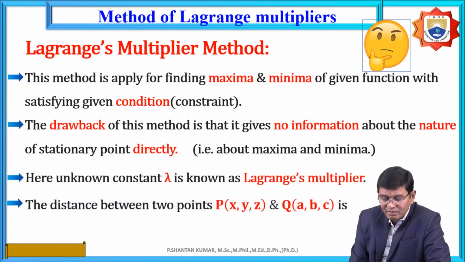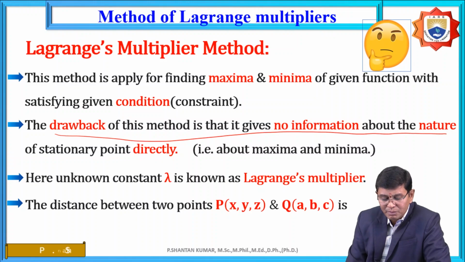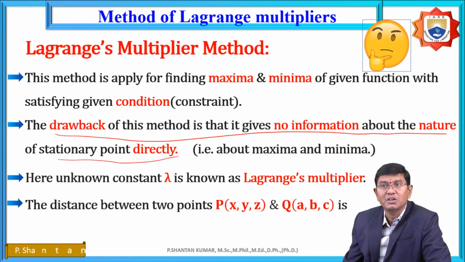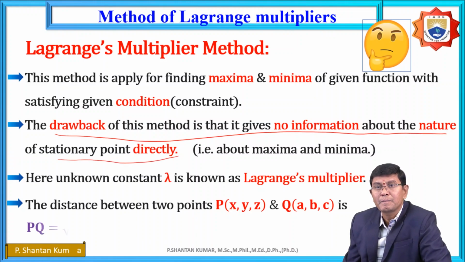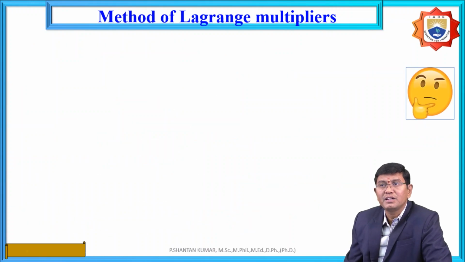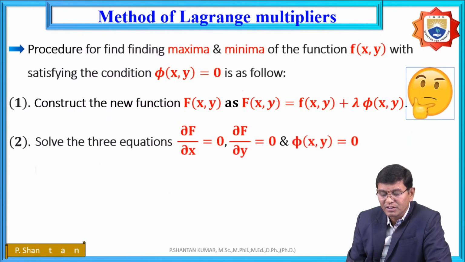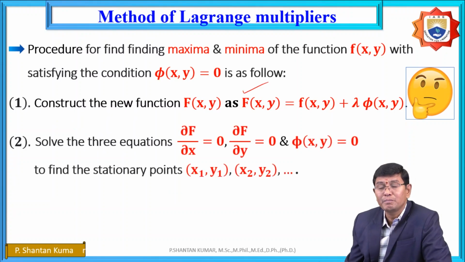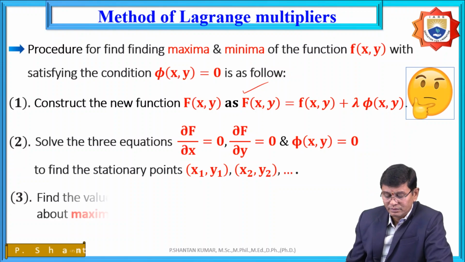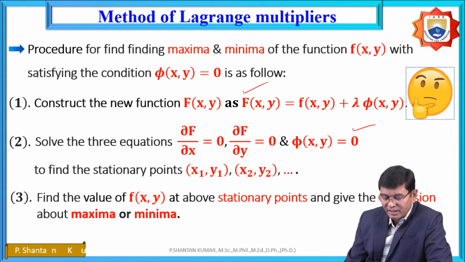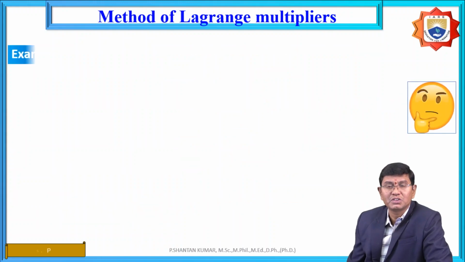And the drawback of this method is that there is no direct information about the nature of the point of the condition. This is very important to understand. And while we discuss this, these are some important points to remember. The newly constructed function, capital F, is small f plus lambda into phi, where f is the function whose value is not given, and phi is the function connected with the given value, and based upon that we need to find x directly. These are the two functions.